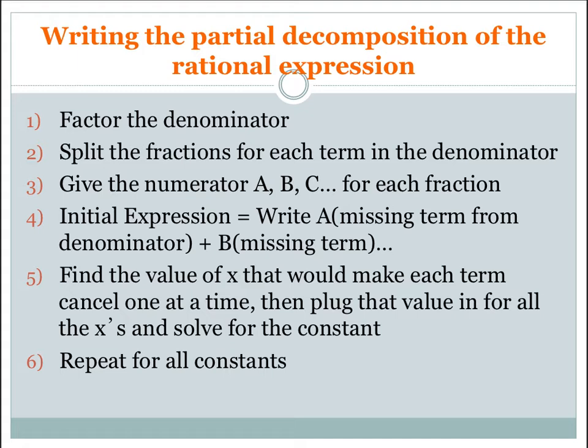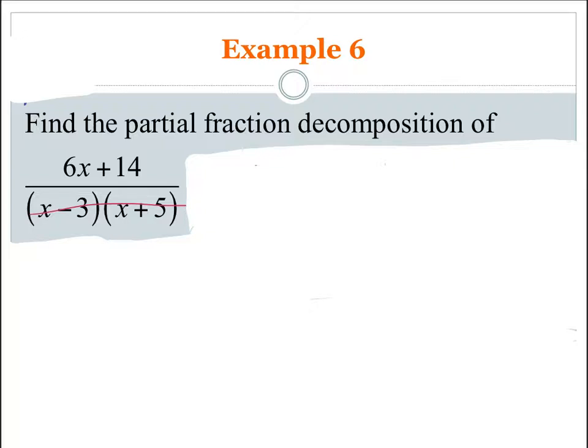So step 1, we want to factor the denominator. Step 2, split the fractions for each term in the denominator. Step 3, give the numerator A, B, and C for each fraction. We'll go over all of these when we do the examples, but if you ever get lost and forget what to do next, you can always refer back to this page. It just explains it in words.